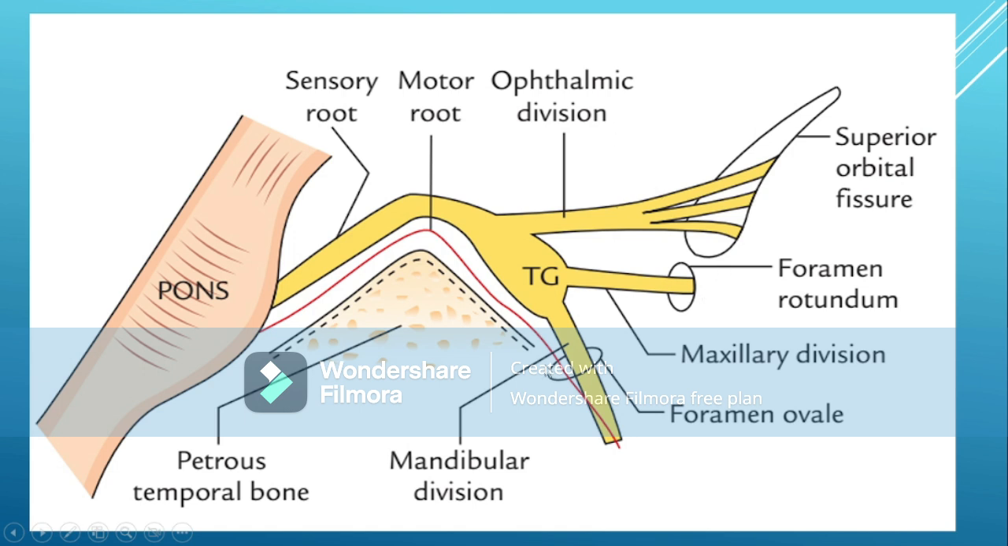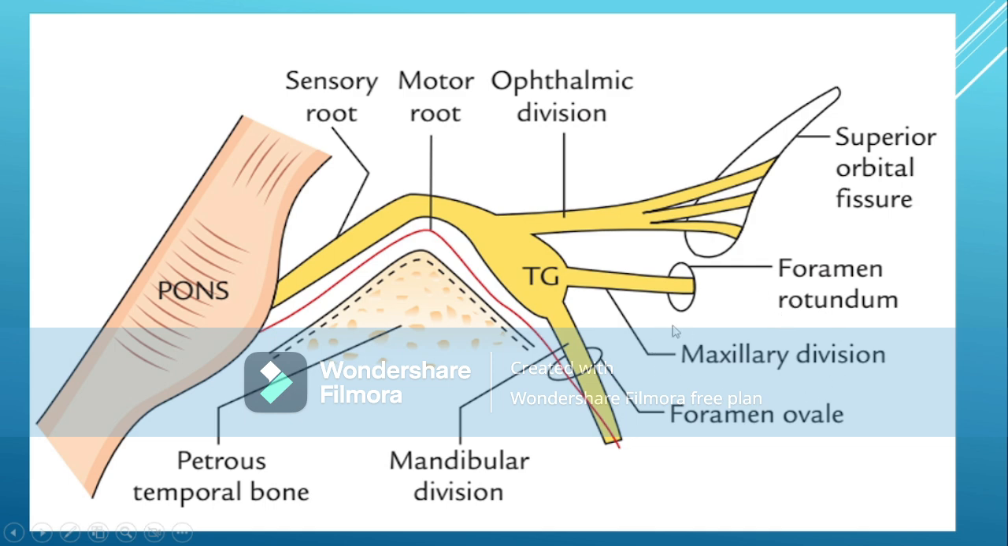In this diagram you can see that the trigeminal nerve gives the branches ophthalmic, maxillary, and mandibular. The ophthalmic branch goes through the superior orbital fissure. The maxillary branch goes through the foramen rotundum, and the mandibular branch goes through the foramen ovale. We are studying the maxillary division.